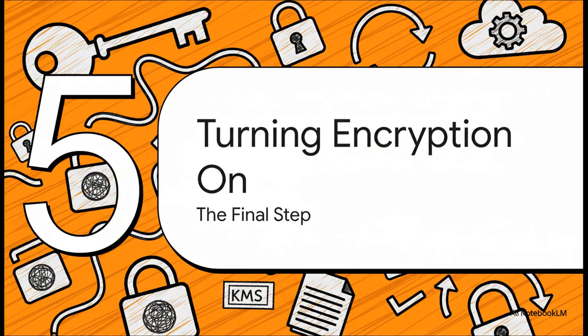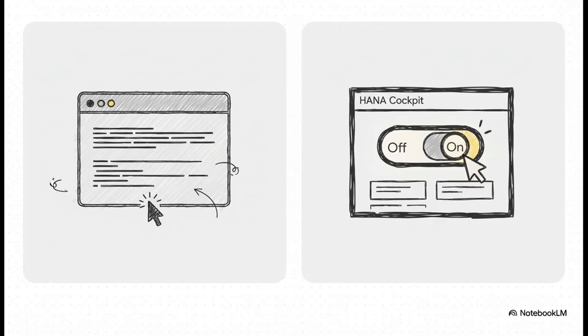Okay, we've talked about what the keys are, where to keep them, and how to change them. But what if you're starting from scratch? What about turning on encryption for the very first time? Let's cover that final piece of the puzzle. And the great news is, it's super easy. Seriously, whether you're a command line person or you prefer the nice GUI of the SAP HANA Cockpit, it's literally one command or the flick of a switch. You just turn it on and the system starts quietly encrypting everything in the background.